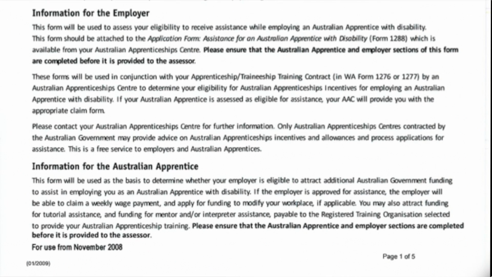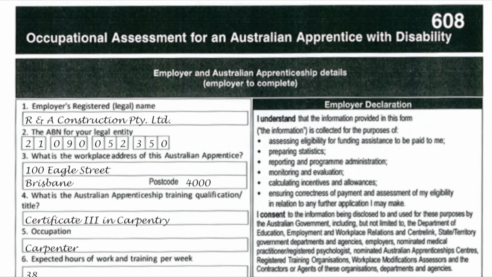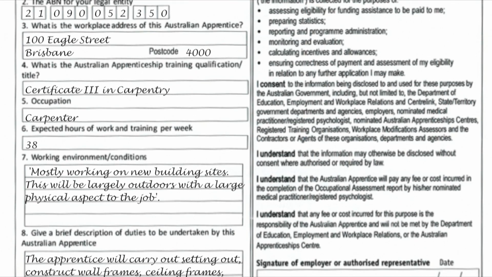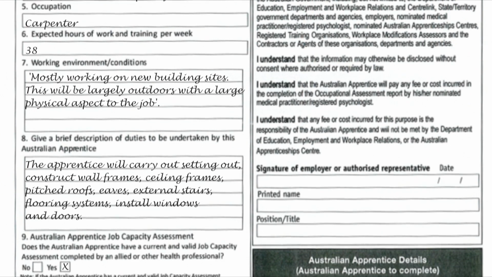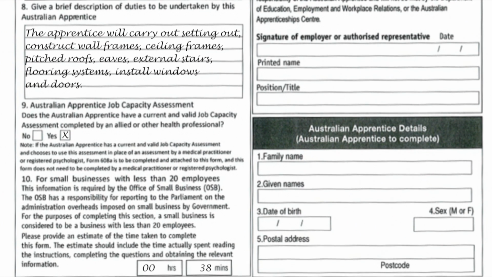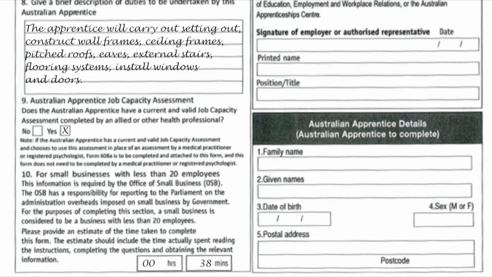Page 2, from questions 1 to 10 in the first column, require information about the employer and the work details for the apprentice. Please complete each question in the spaces provided. The section in the second column is the employer's declaration. Please ensure this section is fully read and then signed and dated in the box provided. Also, in the below boxes, the employer will need to put their name and job title.